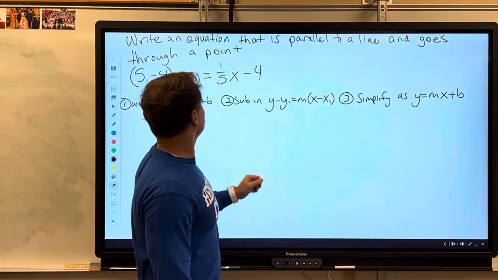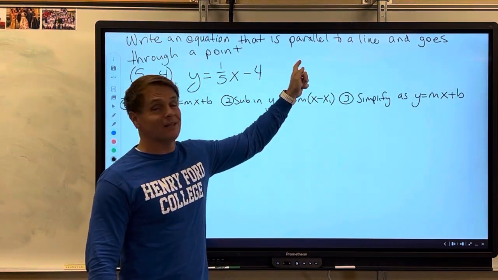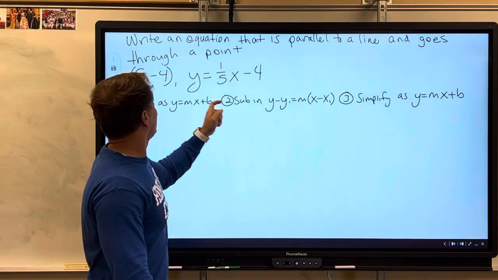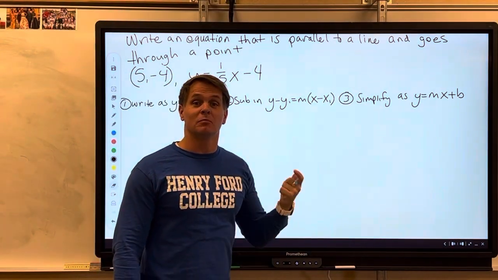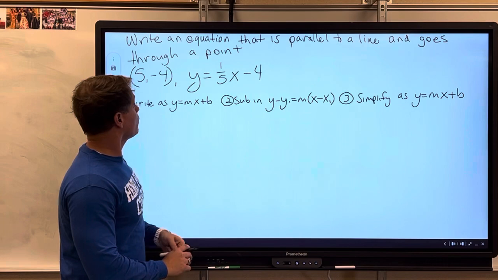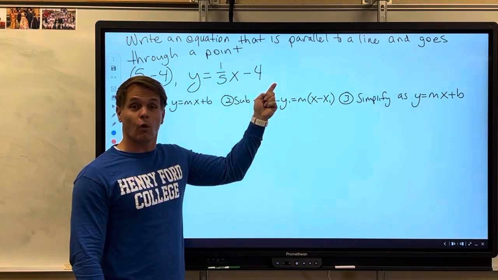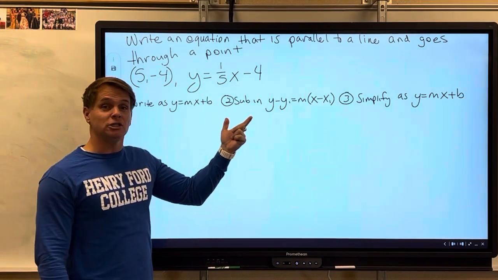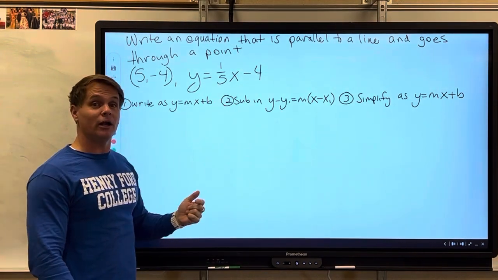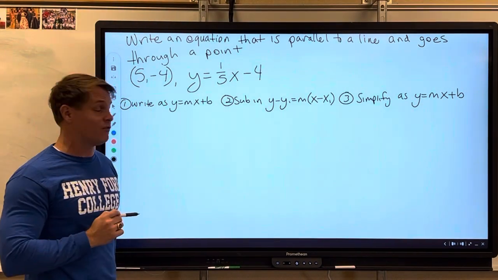Today what we're going to do is talk about how to write an equation that is parallel to a line and that goes through a given point. So we're going to start with this equation right here: y equals 1/5 x minus 4, and we want to write an equation that's parallel to that but goes through the point (5, -4).